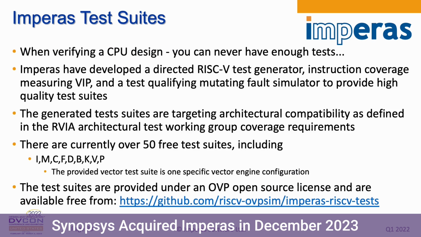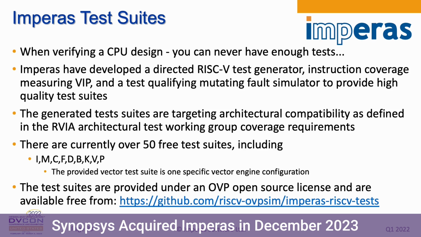Now, when verifying a design, you can never have enough tests. I'm now going to spend a bit of time talking about the Imperas test suites. We built internally a directed RISC-V test generator, actually on a customer contract, to generate some tests for them. We also have some instruction coverage measuring verification IP, and we have an internal mutating fault simulator for qualifying and testing the tests to see the quality of them. So that's a mutating fault simulator, that's an internal technology.